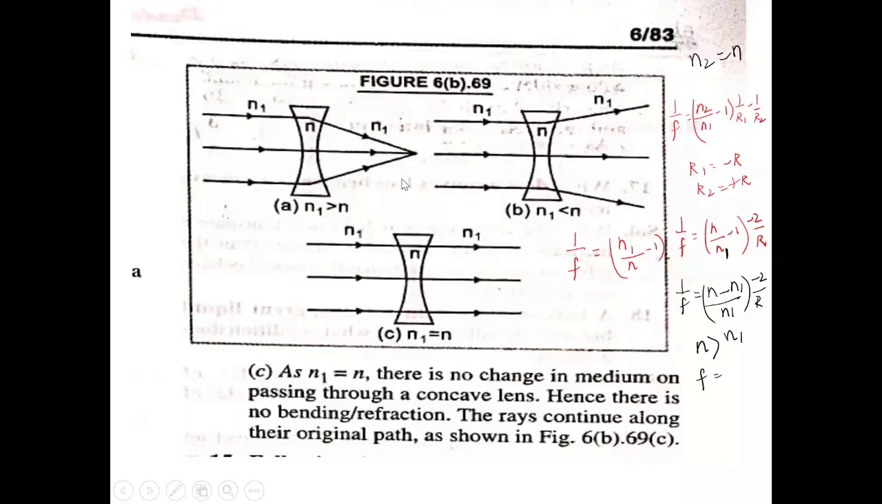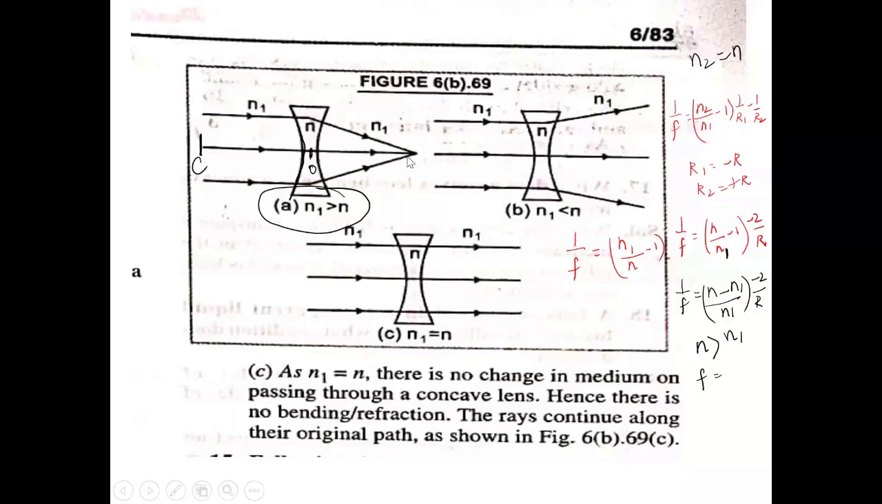Now you have to tell me why this is behaving like a convex lens, why f is becoming positive. See here, n1 is greater than n. For example, suppose n is 1.5 and n1 is 1.7. So what will n minus n1 be? It is minus 0.2. Already there is a minus in the formula, so I am getting the focal length as positive. That is why a concave lens is able to converge. Understood? Okay.